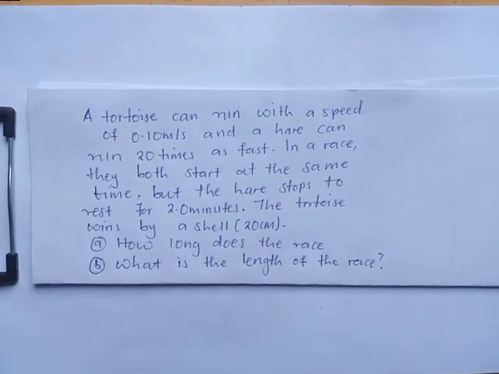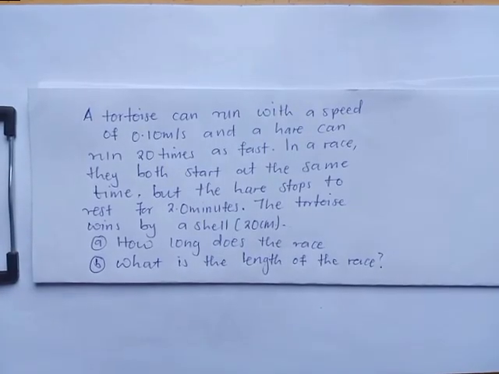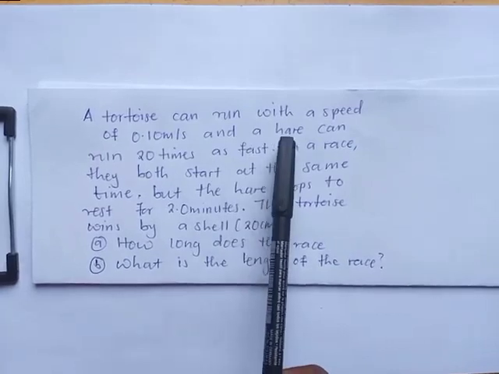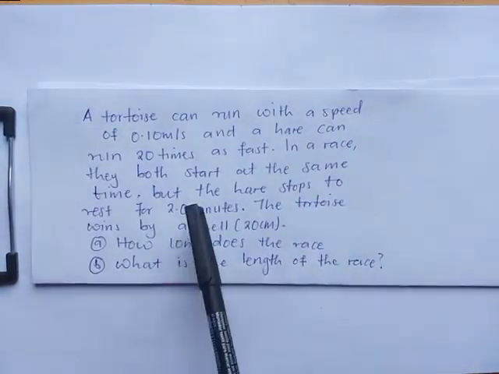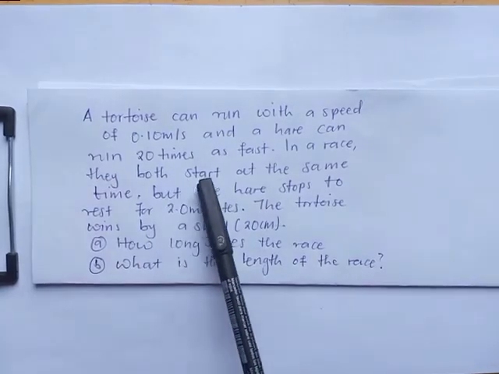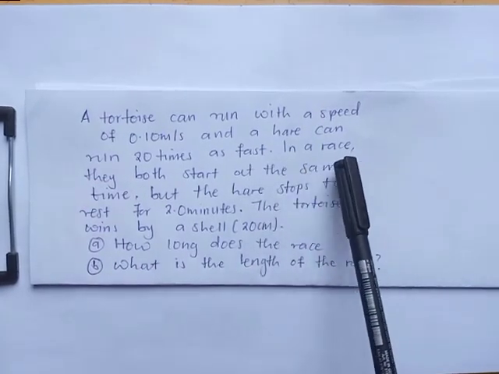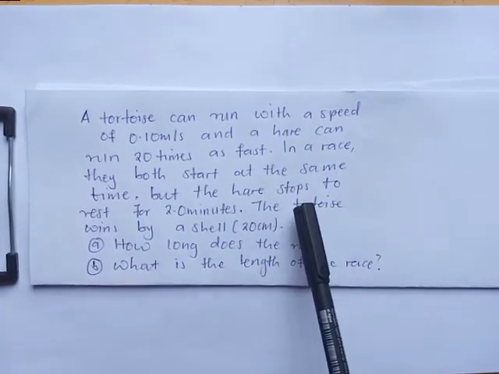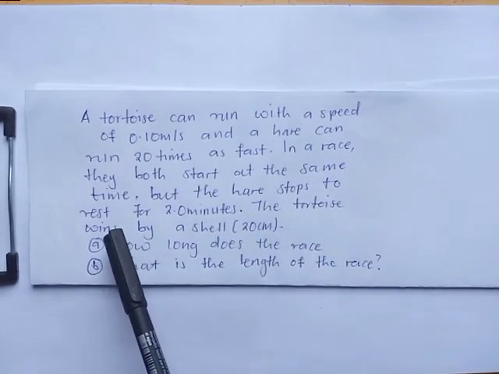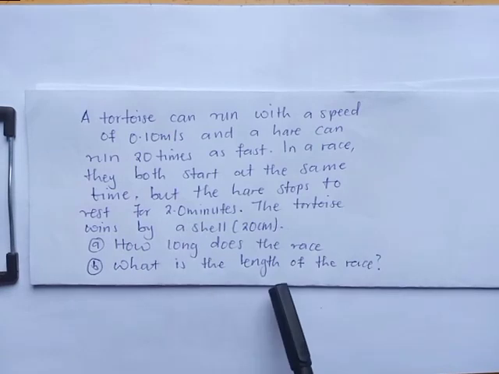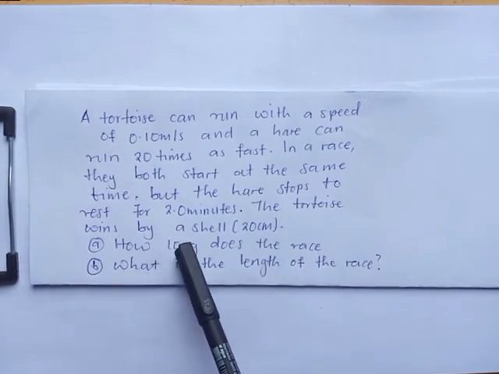Okay, so welcome to this video where we are going to solve a question based on kinematics. So the question goes like this. A tortoise can run with a speed of 0.1 meters per second and a hare can run 20 times as fast. In a race, they both start at the same time, but the hare stops to rest for 2 minutes. The tortoise wins by a mere 20 centimeters.